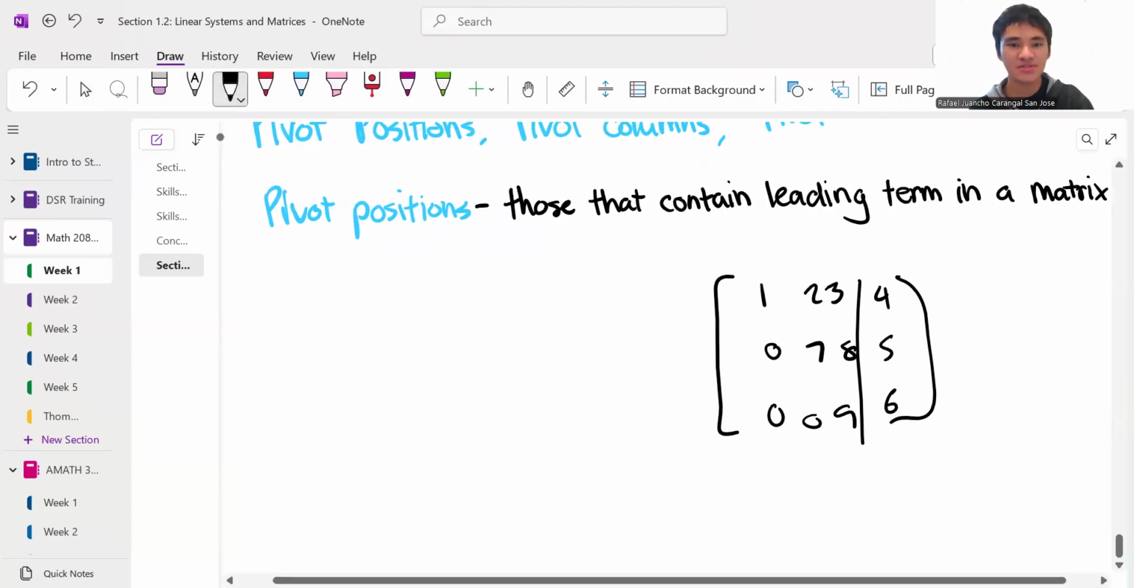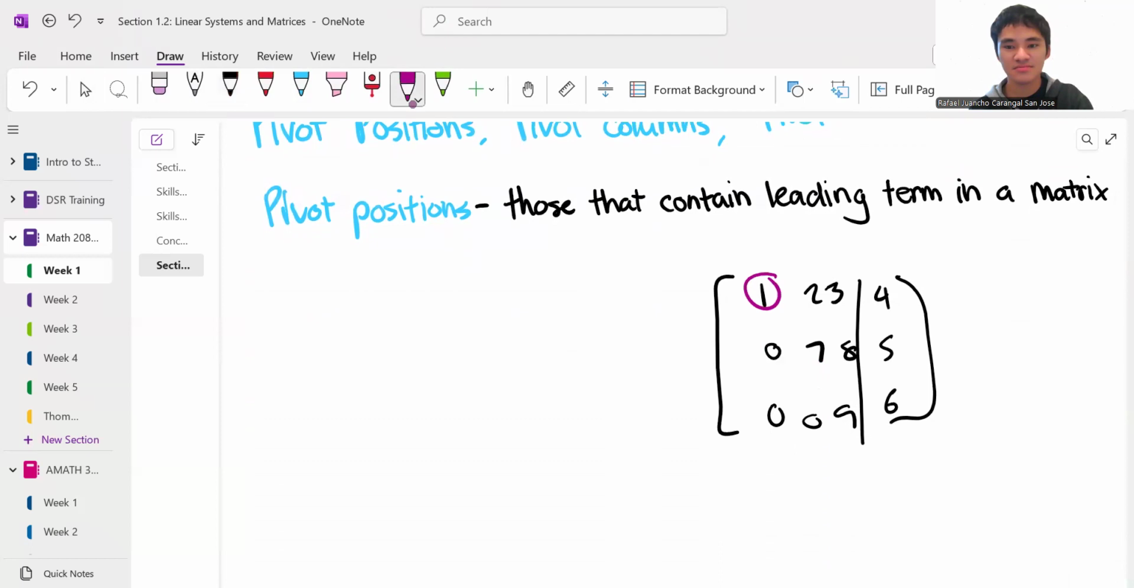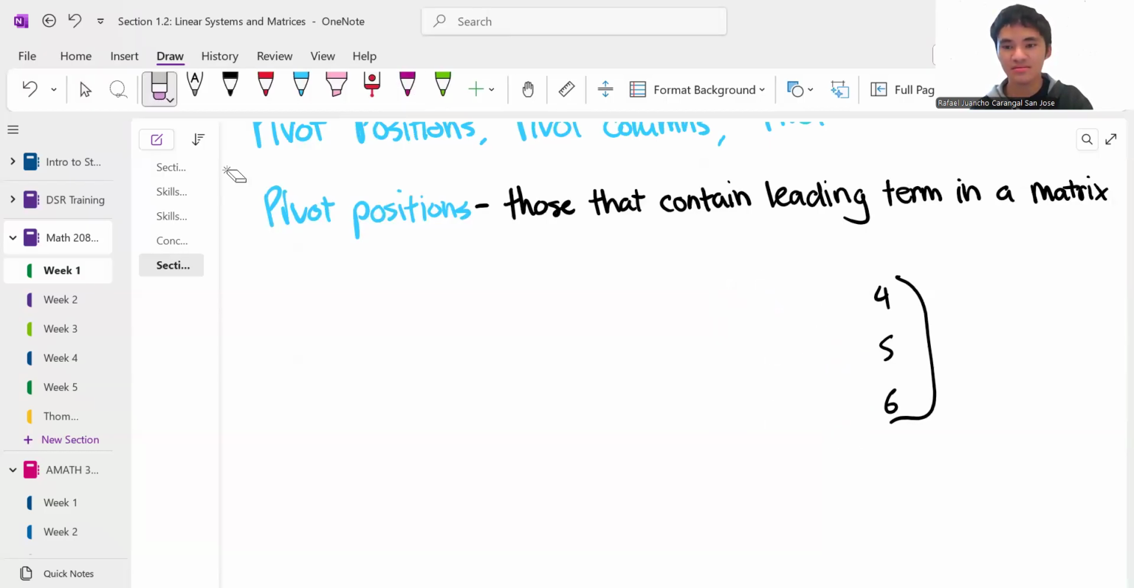What are the pivot positions here? This is a pivot position. This one. I'm talking about the place at which they are, not necessarily the numbers. It's just the position or the place. Those are pivot positions.